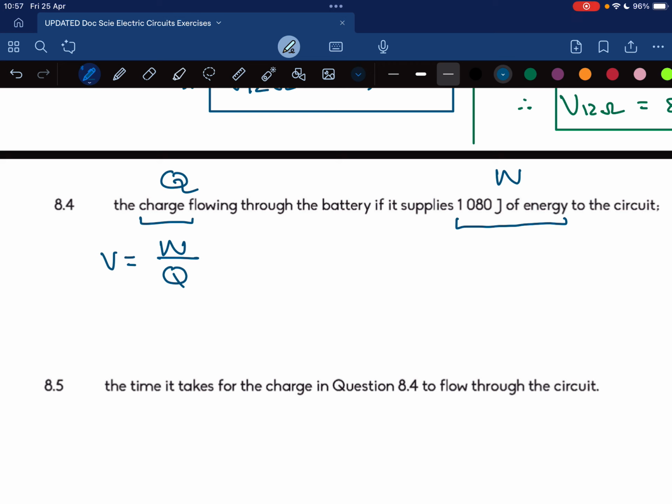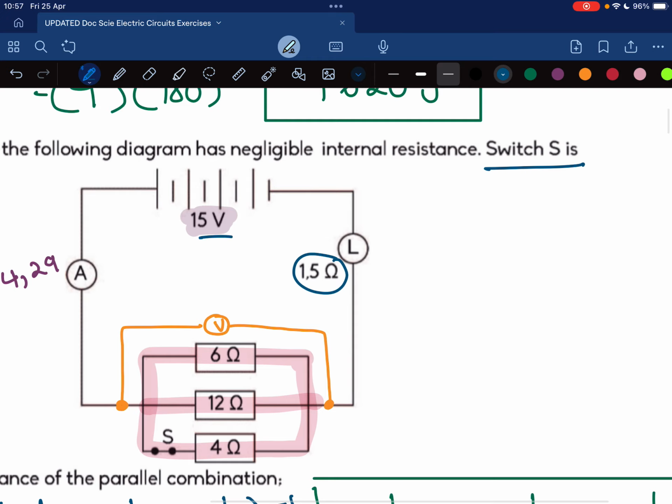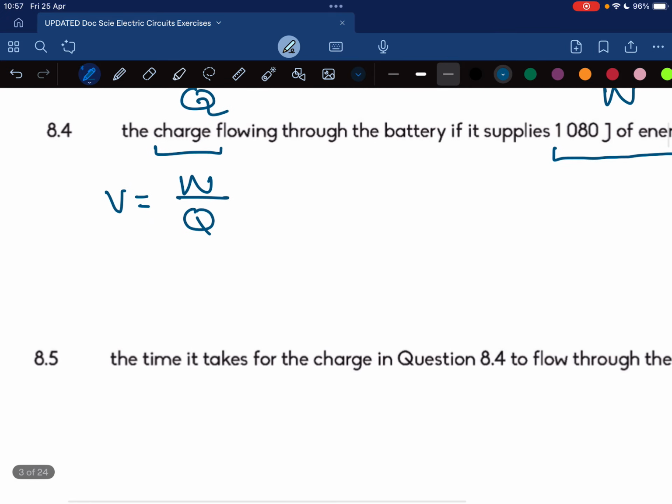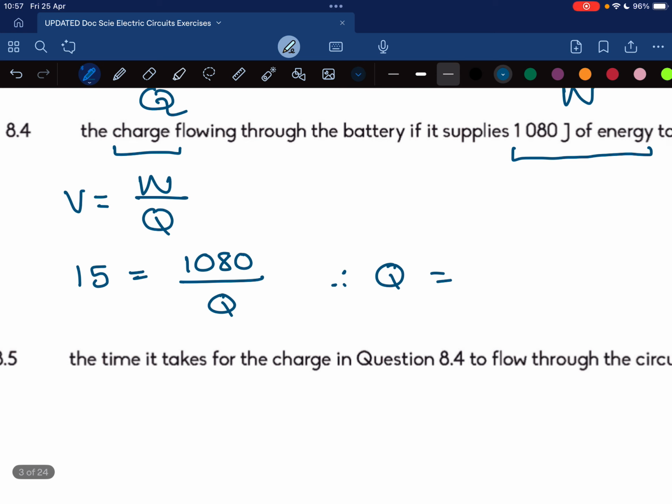So it says the charge flowing through the battery. Do I know the voltage of the battery? I do. It's the same as the total voltage, 15. So I can say, well, then 15 is equal to the work, which is 1080, divided by Q. So therefore Q is just going to be equal to 72 coulombs.